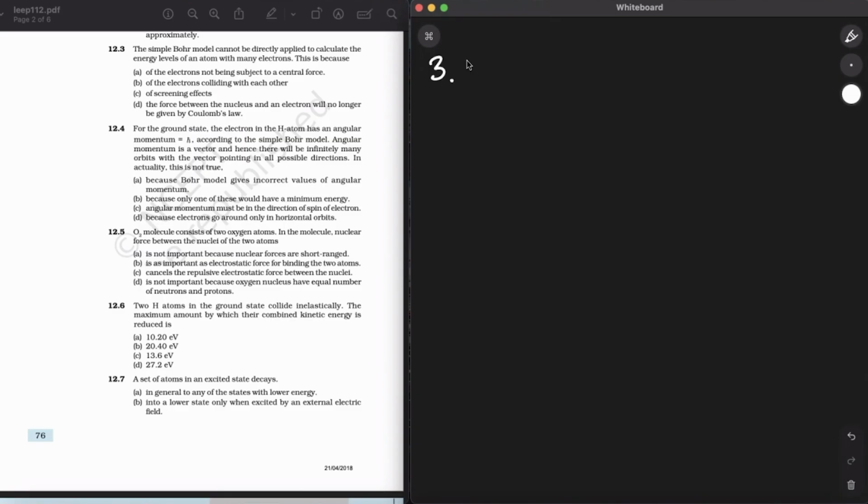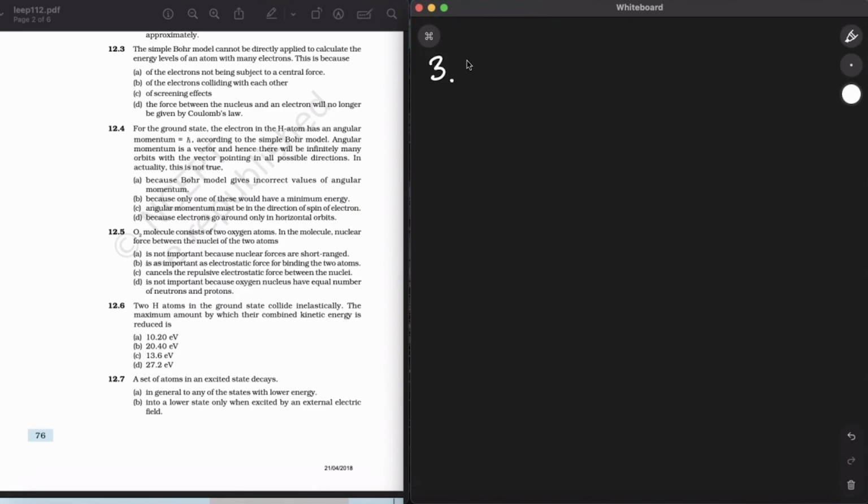Option B states the electrons colliding with each other. It is incorrect because the electrons do not collide with each other while moving in the circular orbit of the nucleus. Option C: screening effects. The screening effect is a major factor when you think of it theoretically, but when you calculate the energy values numerically, the screening effect does not play an integral part or any role in it. So option C is also incorrect.